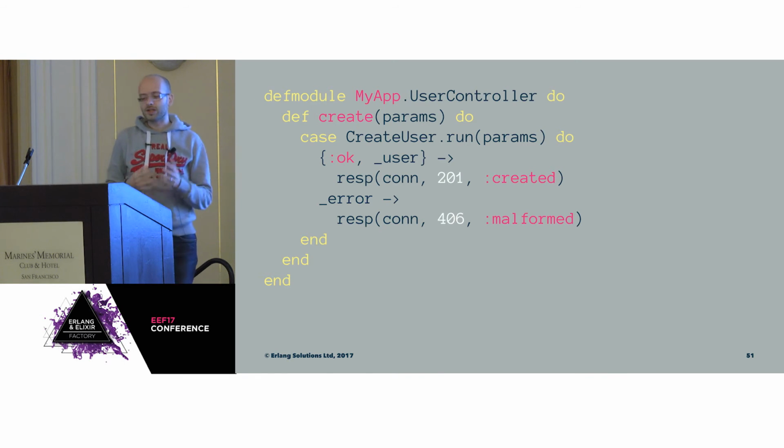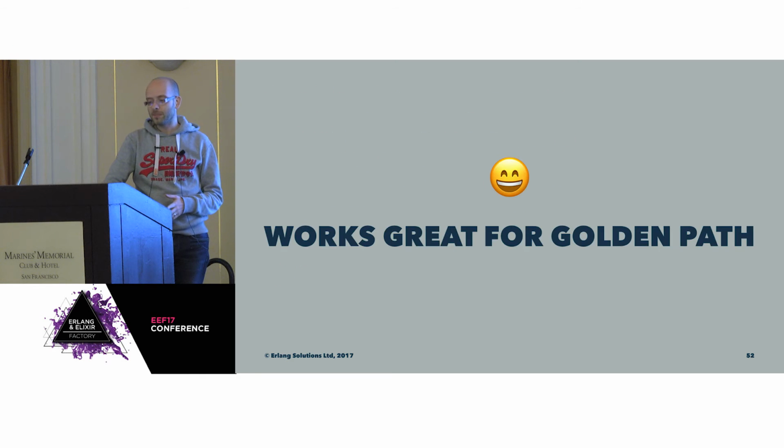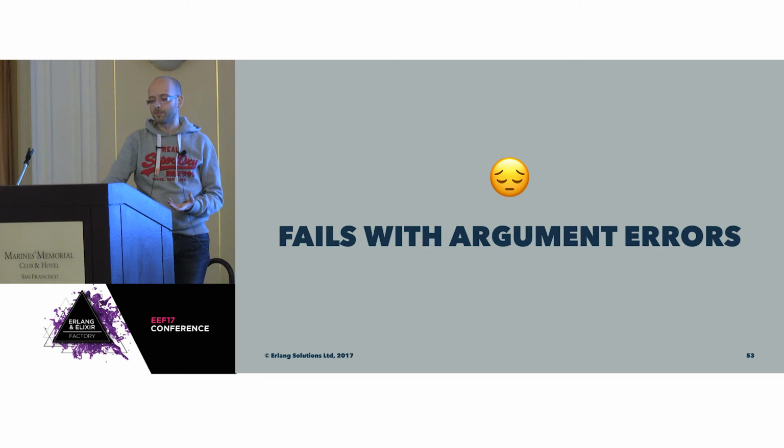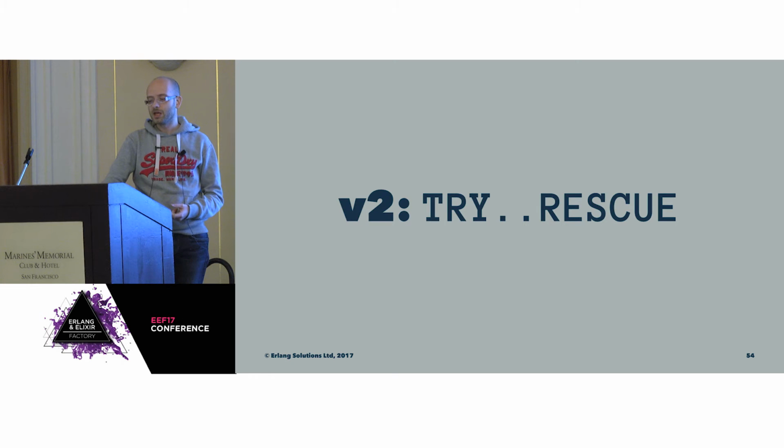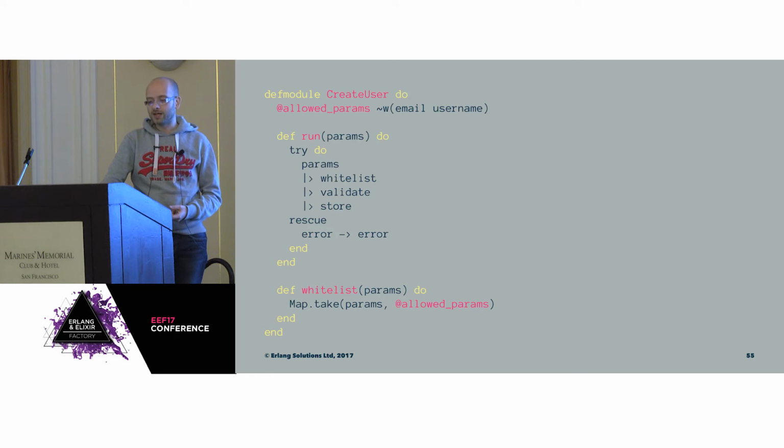So what could be more desirable is making sure that, yes, we want something that works for the golden path, but we don't want anything that fails with argument errors because it's just difficult to manage. So you can try to use try and rescue, which is slightly different. Try and rescue handles specifically exceptions in Elixir, where you have the ability to try a computation and rescue a specific exception. So you pattern match on the exception being thrown, and if you rescue it, then you can return a value. Anything else will just keep erroring, so the process will crash.